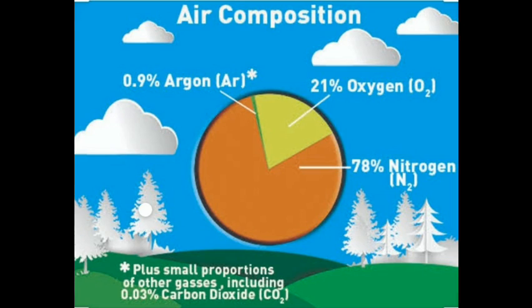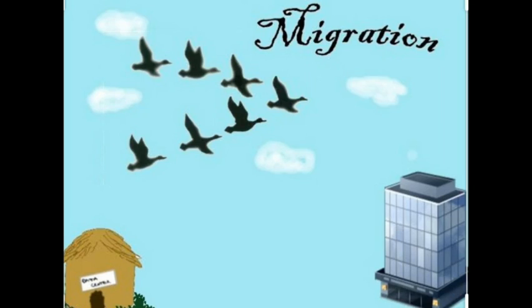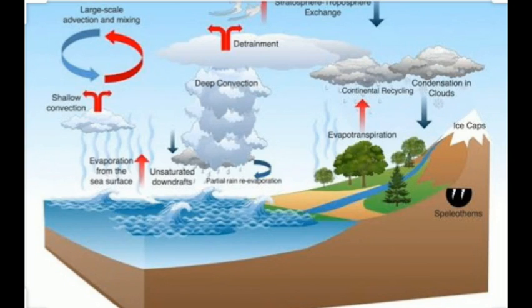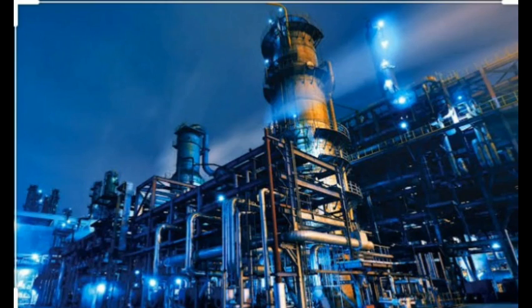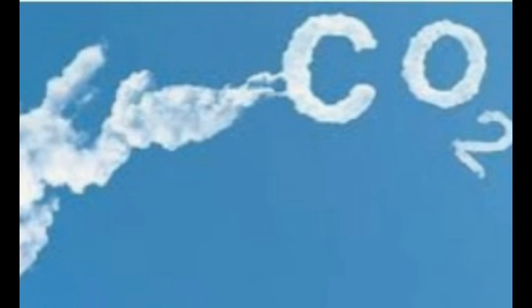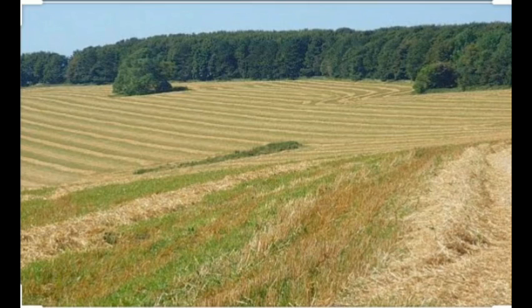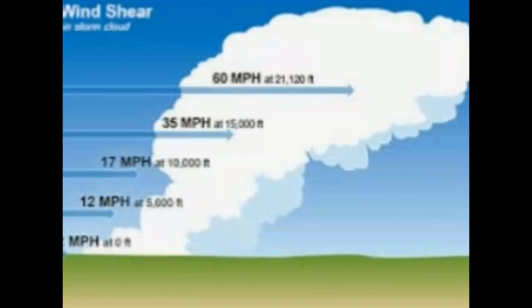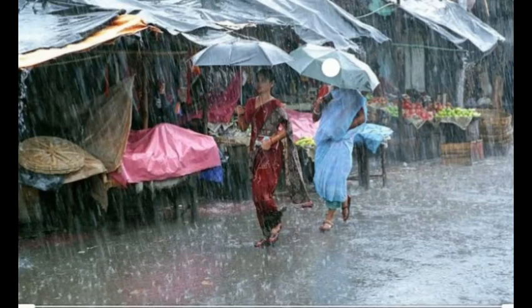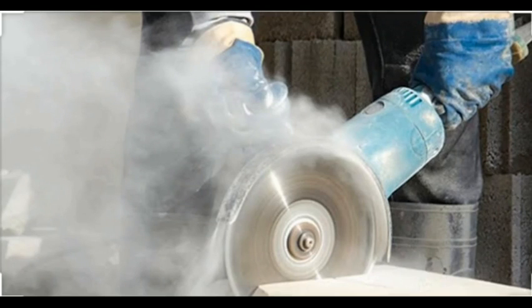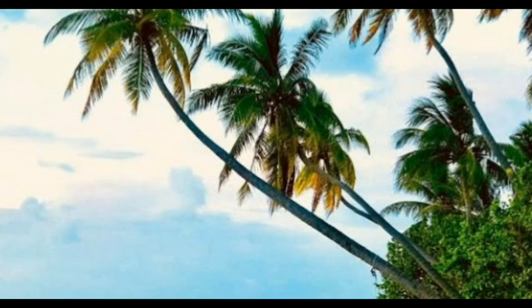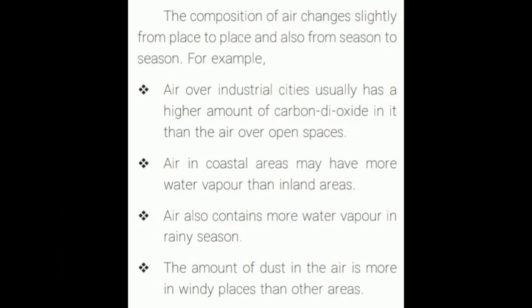The composition of air changes slightly from place to place and also from season to season. For example, air over industrial cities usually has a higher amount of carbon dioxide than the air over open spaces. Air in coastal areas may have more water vapor than in land areas. Air also contains more water vapor in the rainy season. The amount of dust in the air is more in windy places than in other areas.